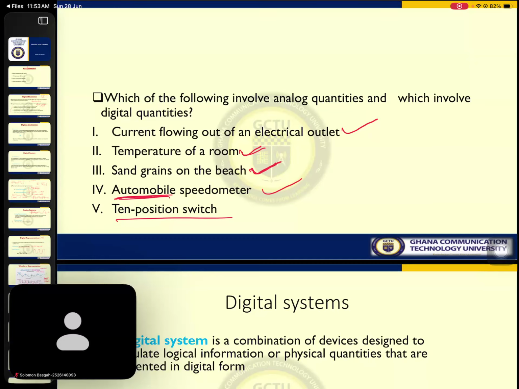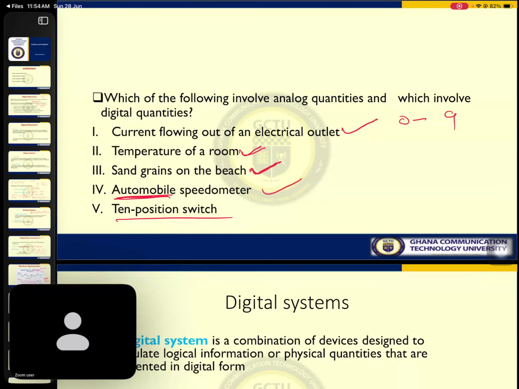Your definition of analog has now changed. It's a digital one. So it can move from one position to another because the positions are fixed. If it's a 10 position switch, we can say 0 to 9: 0, 1, 2, 3, 4, 5, 6, 7, 8, 9. So it is a digital one because it has fixed positions.